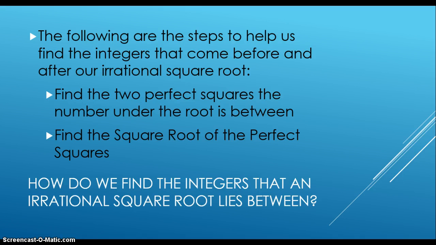Well, the following are the steps we're going to use to help us do that. And the very first step is to find the two perfect squares the number under the square root is between. And then we square root those perfect squares and we find the two integers the square root is in between.